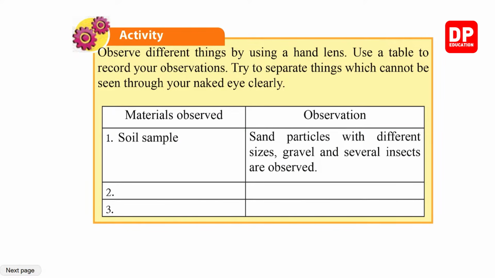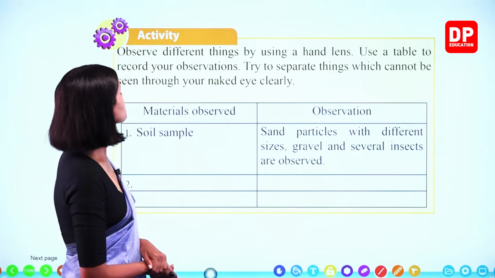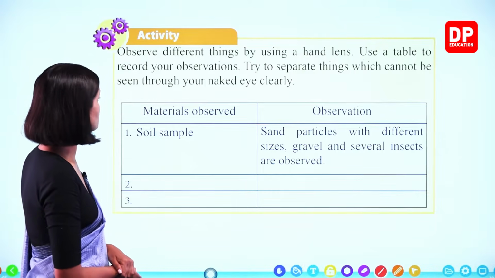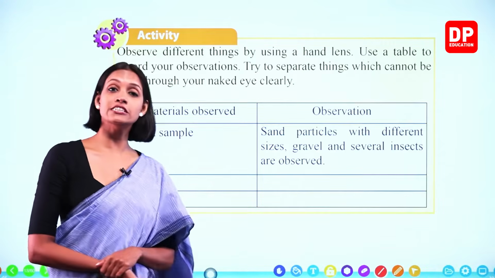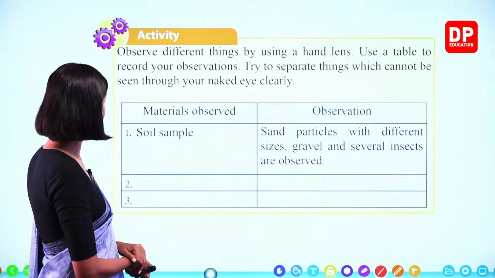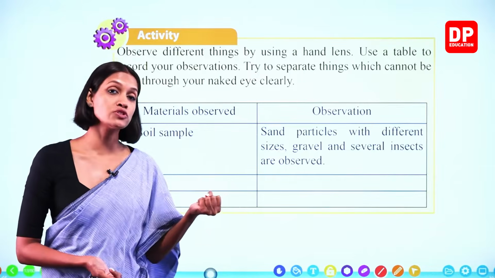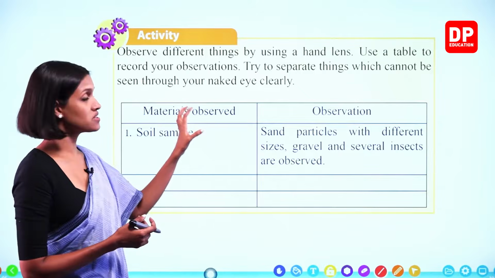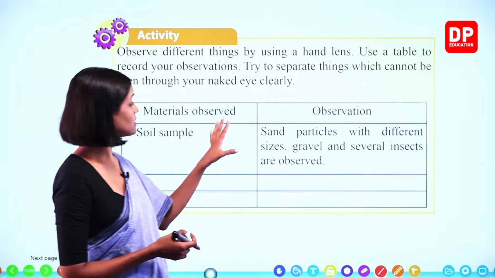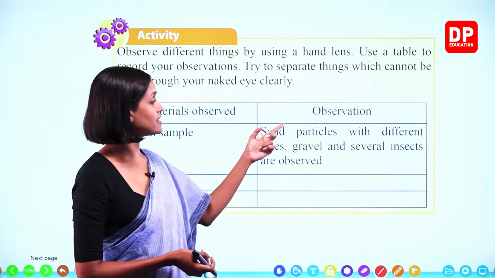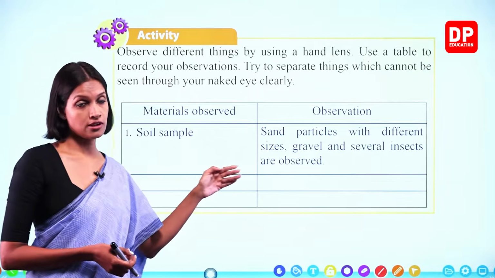We have an activity to do. Observe different things by using a hand lens. Use a table to record your observations. Try to separate things which cannot be seen clearly through your naked eye. One example is given here, soil sample. If you take a soil sample and observe it under a microscope, you could see these type of things. Sand particles with different sizes, gravel and several insects are observed, right?